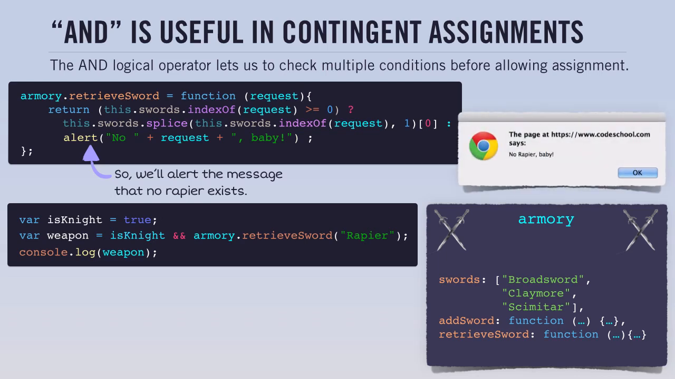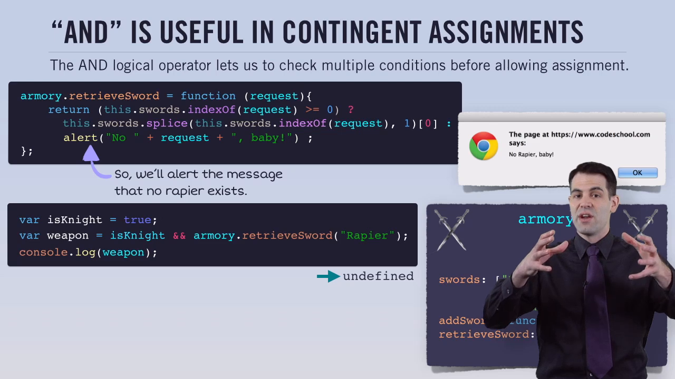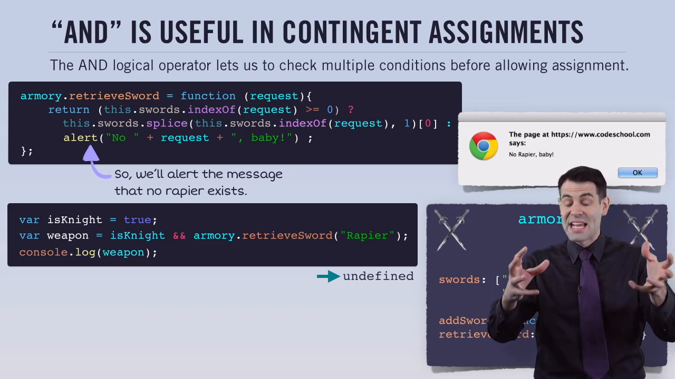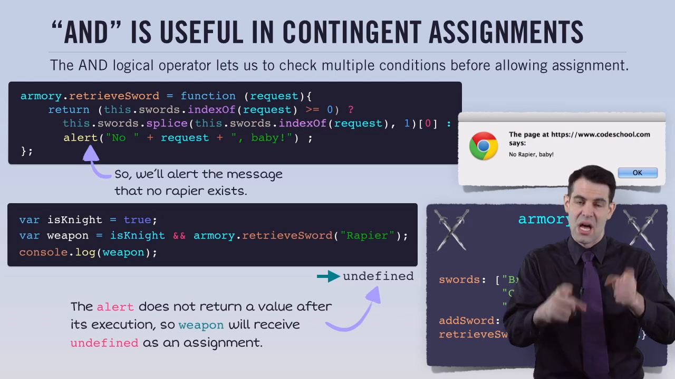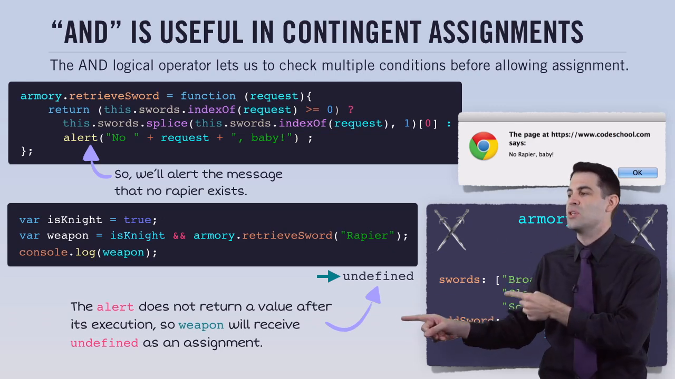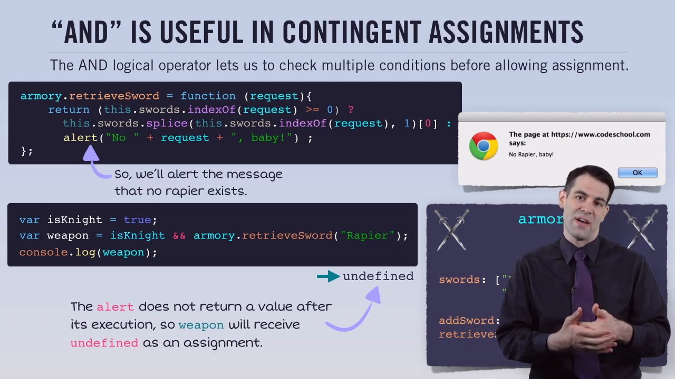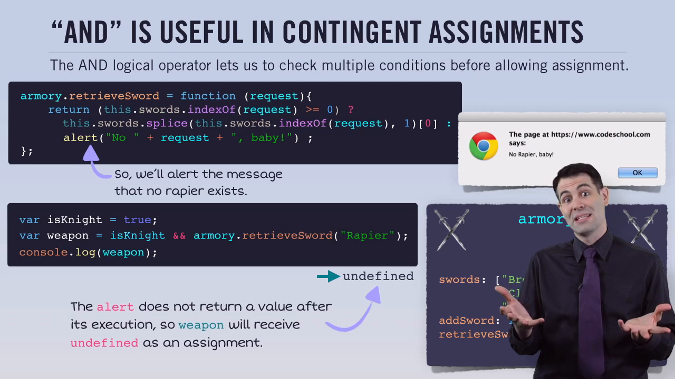But what happens to retrieveSword? What happens when the very last thing it has done is call an alert method? Well, it happens to be that it returns an undefined value. So since that undefined value is the very last thing our AND operator finds and it's falsy, it's going to toss that undefined value over into weapon, and weapon will be undefined. There will be no weapon inside it.